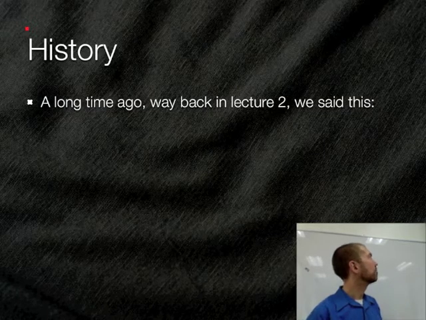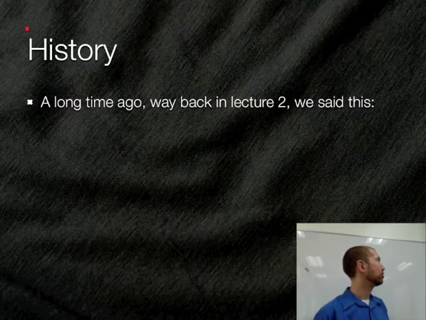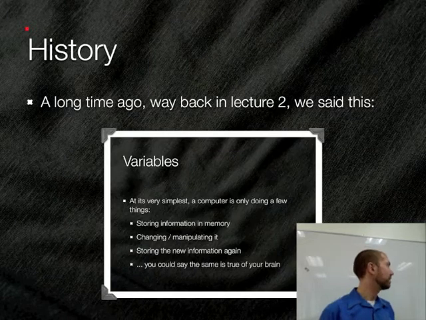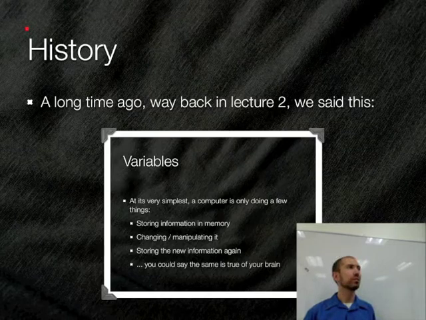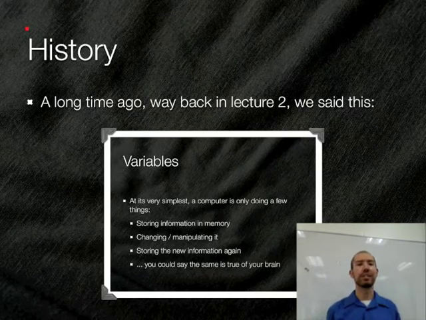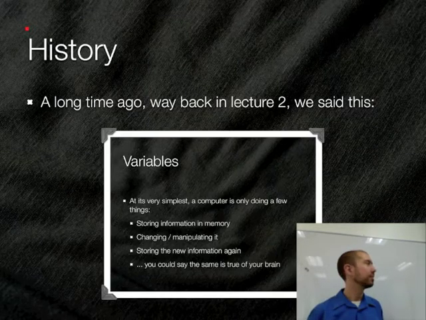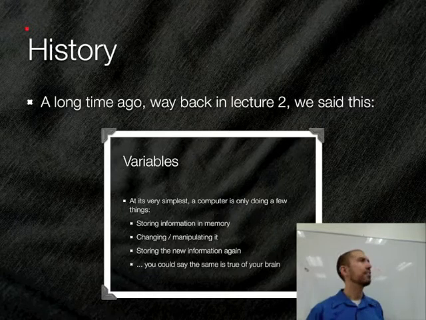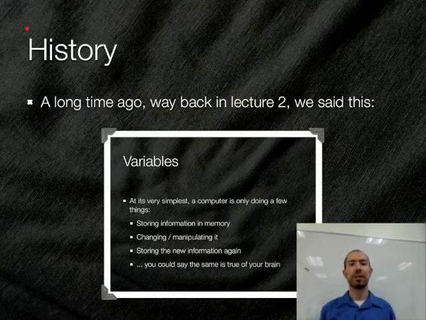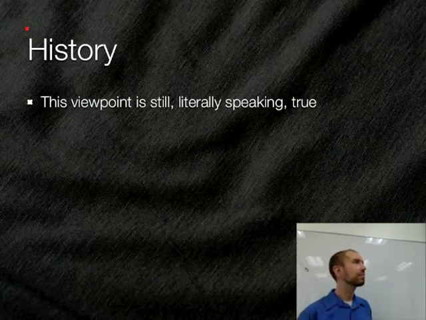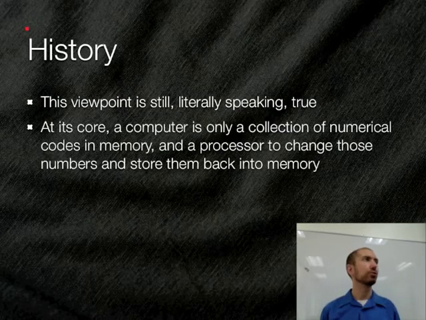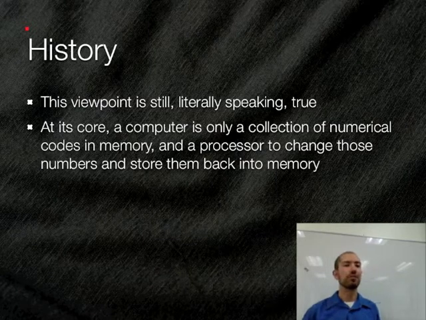So if you can remember all the way back to lecture 2, we said something like this about variables. I told you that at the very lowest level, the computer is really only doing a few things, like storing information in memory, changing it in some way, and then storing the new information back in memory, right? And that is still, literally speaking, true. So we're going to talk a little bit more about how that's true and why that's true.